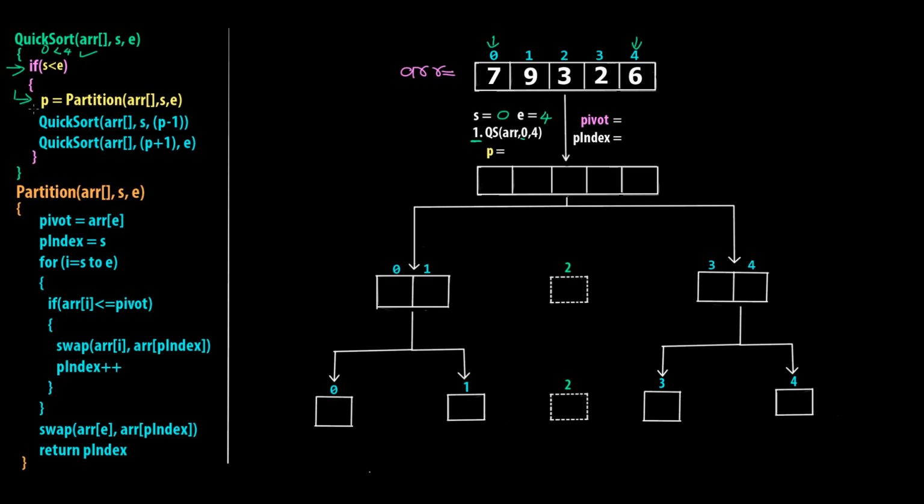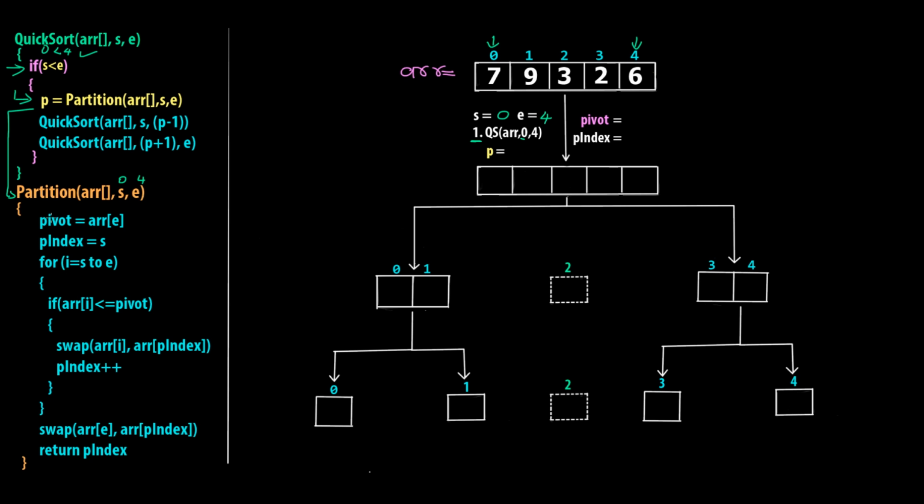Now from here we will jump to this partition function. So this is where the real game is happening, real crux is happening, right? So now let's try to go step by step with the partition function. We are passing the same array ARR. We are passing start index as 0. We are passing end index as 4.